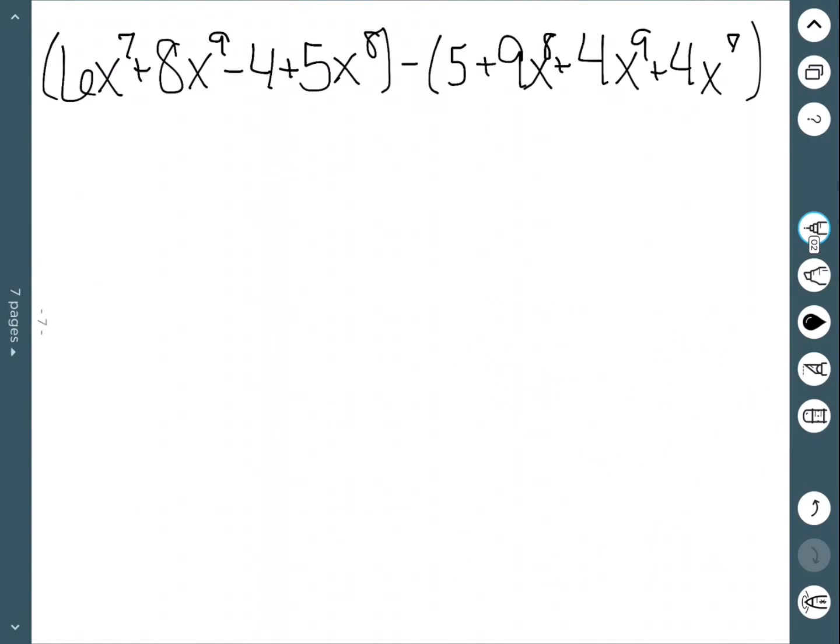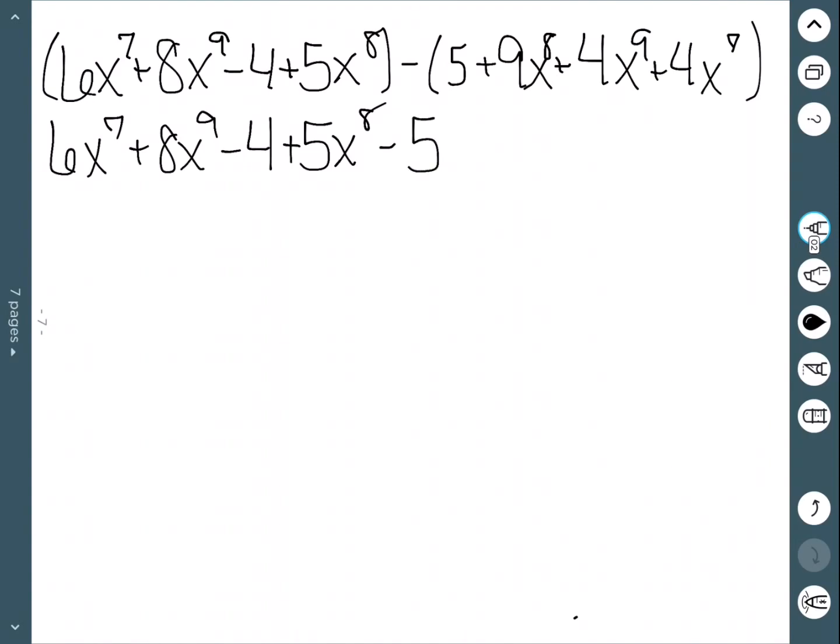For this one, we want to subtract these two polynomials. A negative sign outside of a parenthesis means we want to change the sign all the way through. So anything positive will become negative and anything negative will become positive. So negative 5 minus 9x to the 8 minus 4x to the 9 plus 4x to the 7. And we'll now combine like terms.